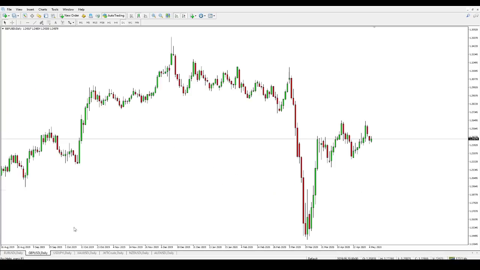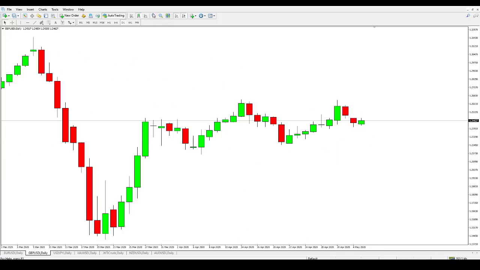GBPUSD is our next one here, and what we're looking at here with the pound dollar is we've seen recently a very strong rise here on the pound. Now, what I mean by that, as you can see, we do have some higher lows here coming into this market, and it looks like we have the start of a green candle right here.